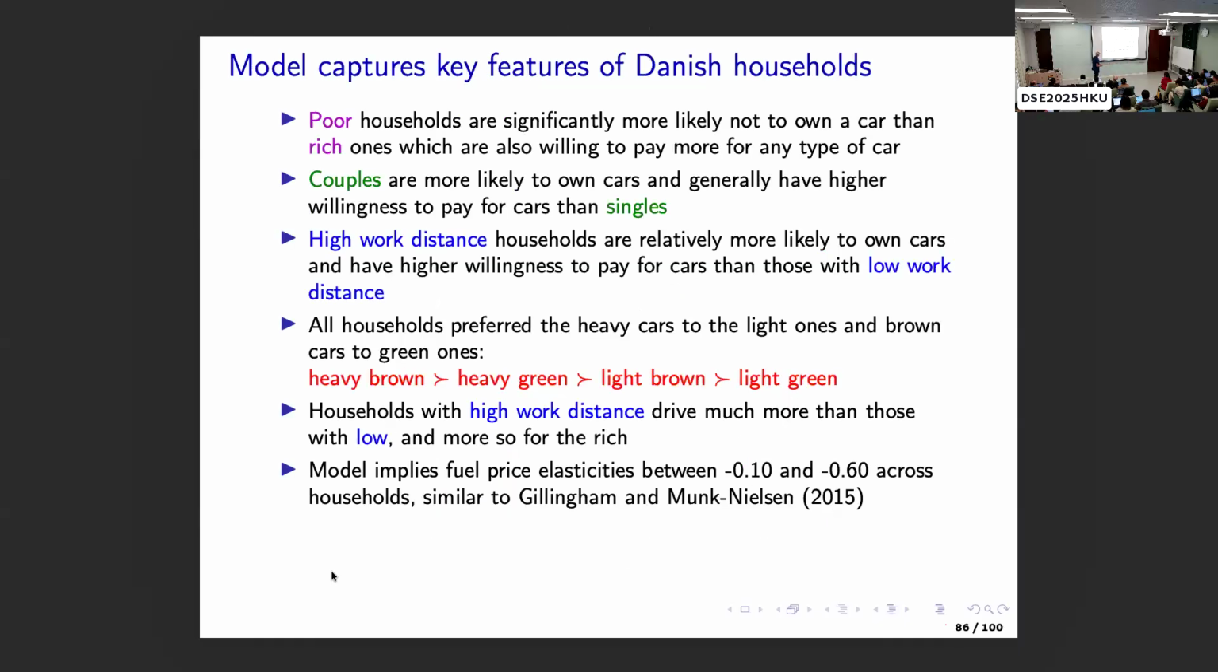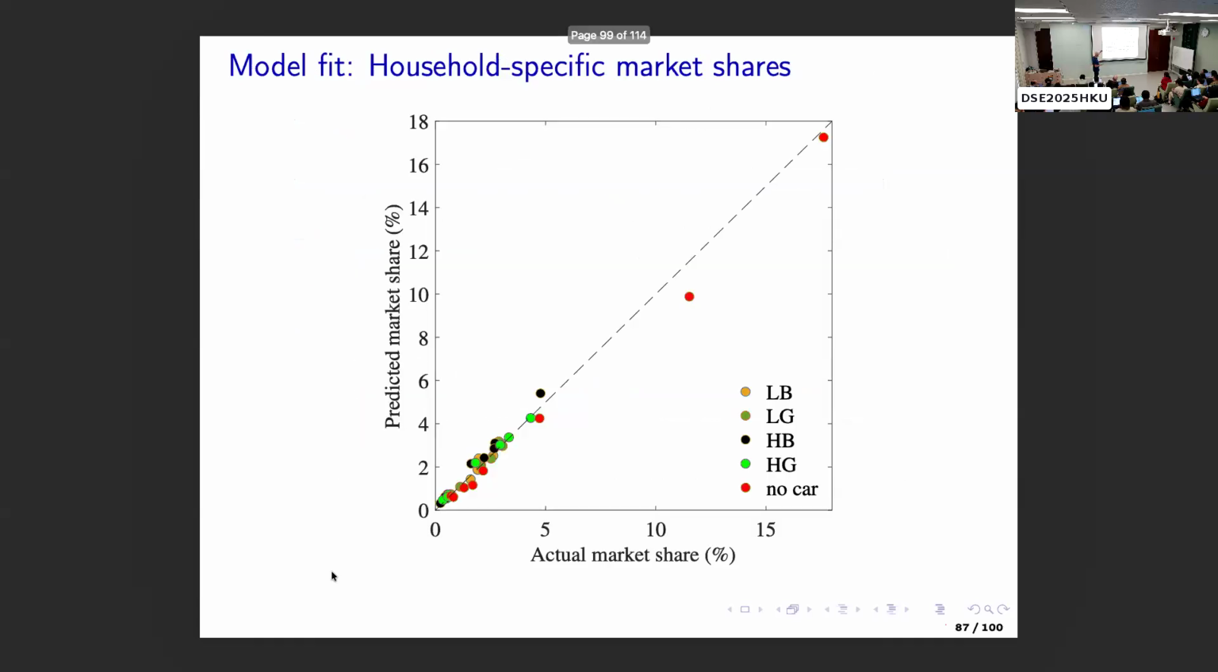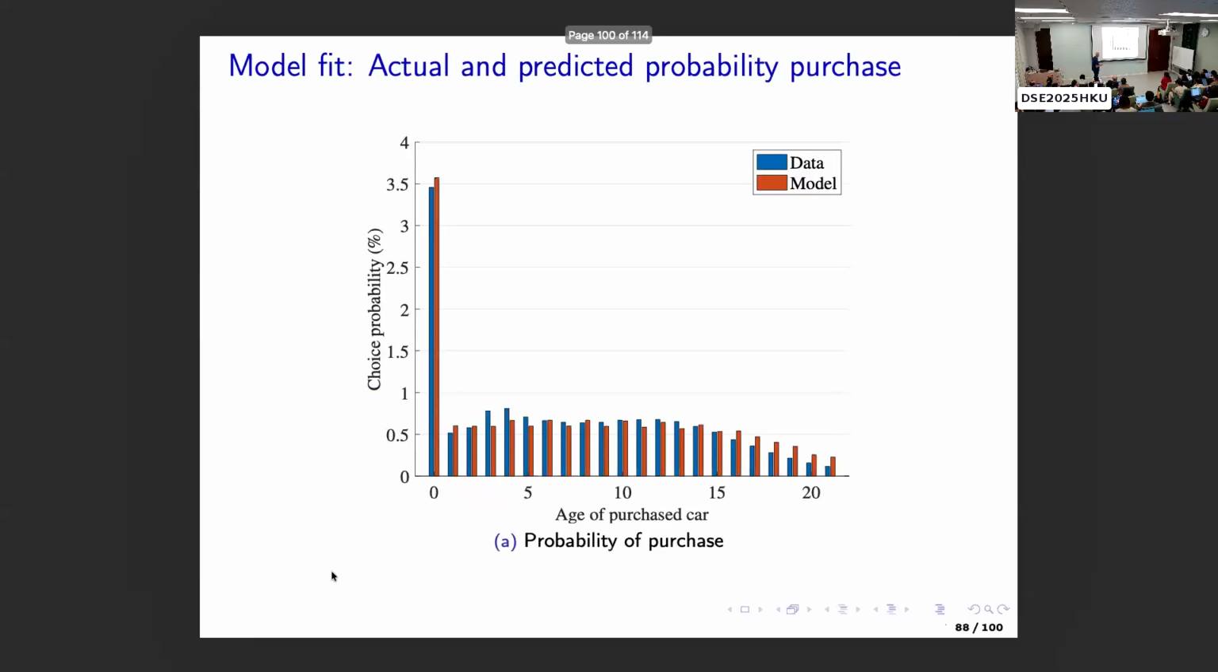Here's a little bit of model fit. The model captures the kind of boring things, like poor households are buying more crappier cars and stuff like that, right? So I'm not going to go through that. It predicts the market shares of the different types of cars. Also, here are the choice probabilities, the data is the blue one, aggregated over different types of cars. And so here's new cars and different used cars at different ages.